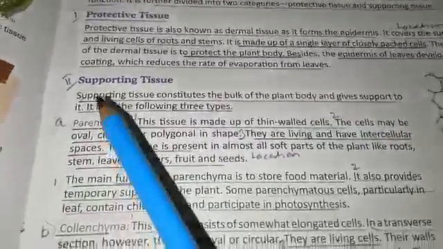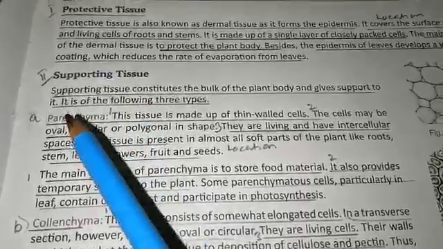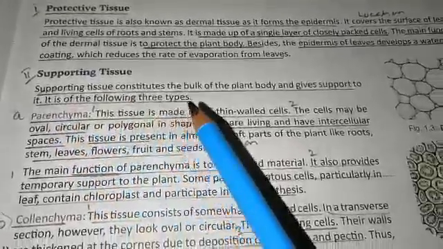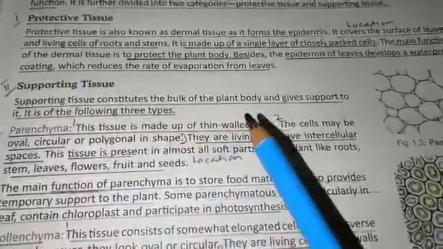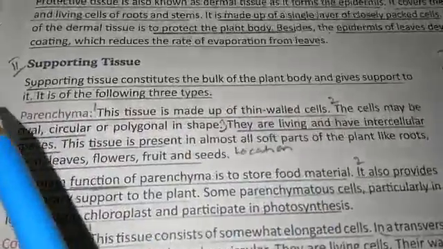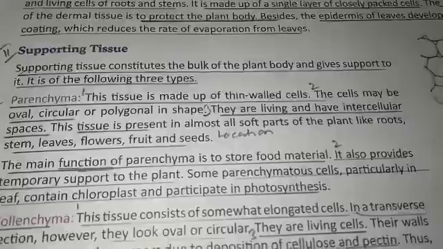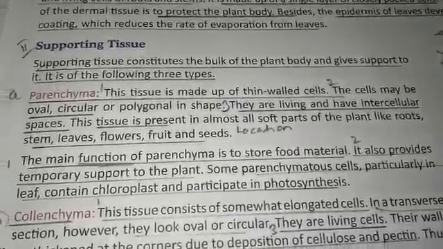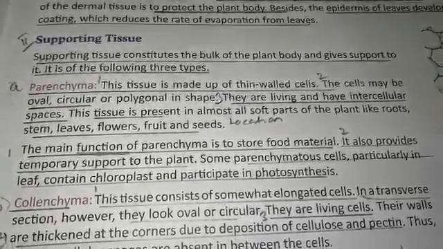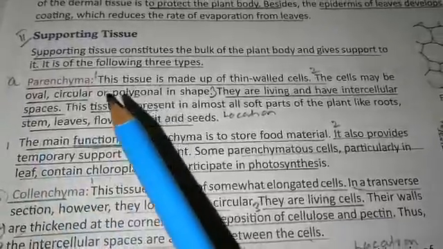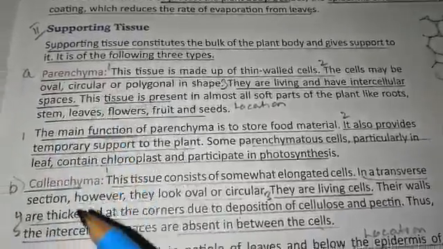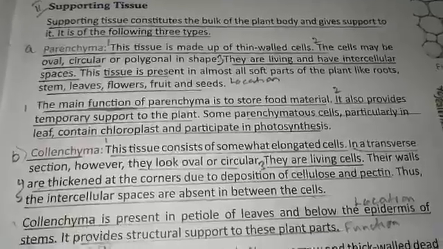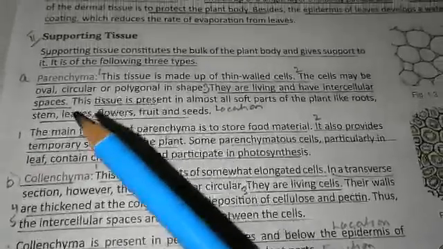Second type of tissue is supporting tissue. Supporting tissue constitutes the bulk of the plant body and gives support to it. It is of three types. First one is parenchyma, second is collenchyma, third is sclerenchyma.